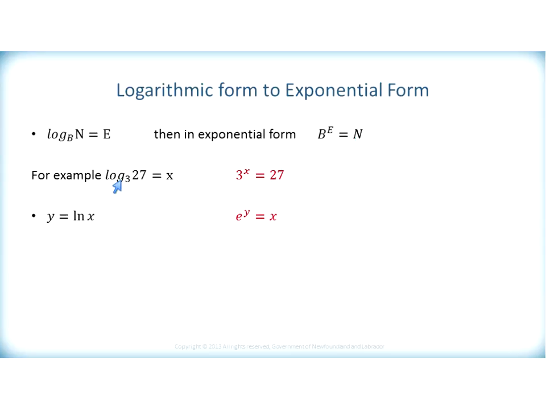So for example, log 27 base 3, we cannot calculate this with the calculator since it's not base 10 or base e. If we're trying to evaluate this expression, we'll set it equal to x, and then we'll write it in exponential form. So our base is 3, our exponent is x, and that equals 27. For a logarithmic function of y equals ln x, in this case, our base is e, our exponent is y, and our number that it's set equal to is x.